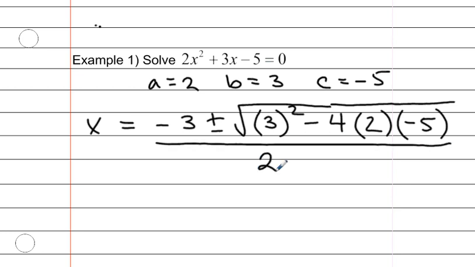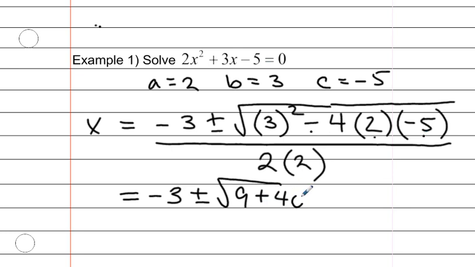And so 2 times a would be 2 times 2. Now you're simply going to simplify all of that. Negative 3 plus or minus the square root of 9. And now negative 4 times 2 times negative 5 would actually be a positive because of the negative times the negative. 4 times 2 is 8, and 8 times 5 is 40. So that becomes positive 49, all divided by 2 times 2, which is 4.